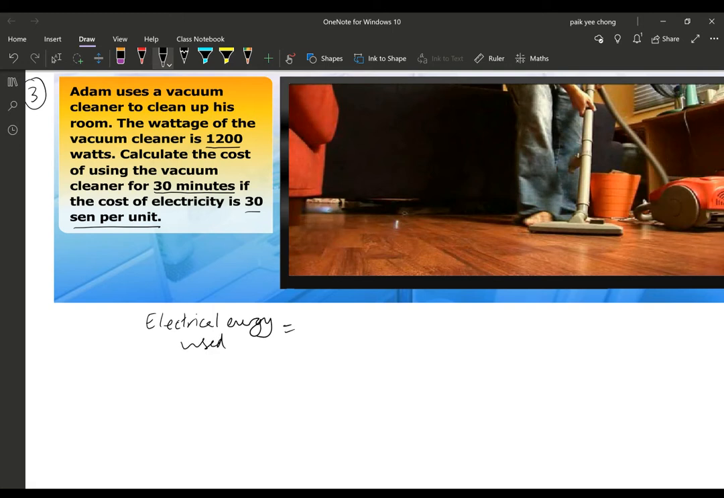Okay, the amount of electrical energy used is, again, power times time. So your power is 1,200. Don't forget you have to convert into kilowatts, so divide by 1,000. Okay, time. Time is 30 minutes, so this is not in hours. You have to convert 30 minutes into hours by dividing by 60, because 1 hour is 60 minutes.